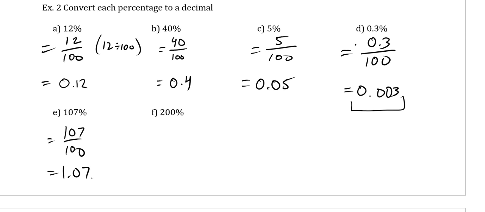1.07 and 200%. Brandy, did you do this one? What'd you get? 2. Again, that might seem strange, but that's totally fine. That is exactly right, and that happens. If my bank account grows by 200%, it means it's doubled. I multiplied it by 2. I used to have $10, now I have 20. That's 200%.